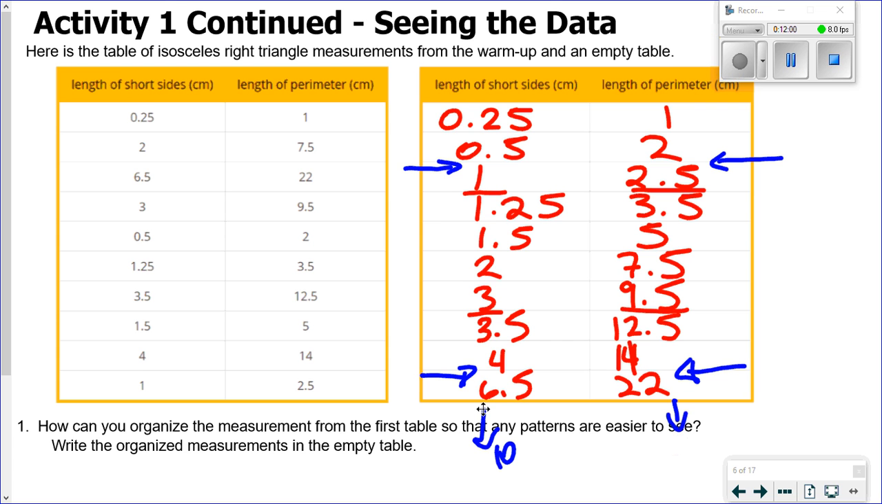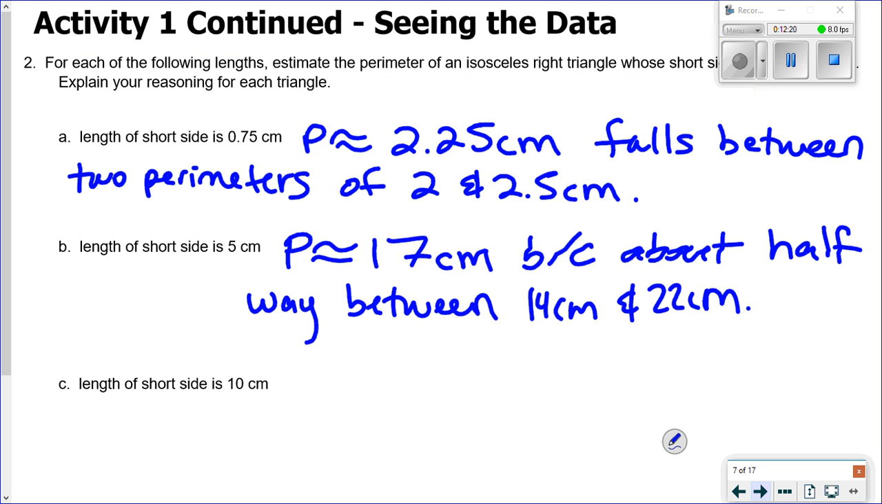And if I'm going to think that a short side length of 1 centimeter has a perimeter close to 3, then a short side length of 10 centimeters should have a perimeter close to 30, because 10 times 3 will get me to 30, right? Remember, these are just approximations. So that's how I can approximate that the perimeter might be approximately 30 centimeters.